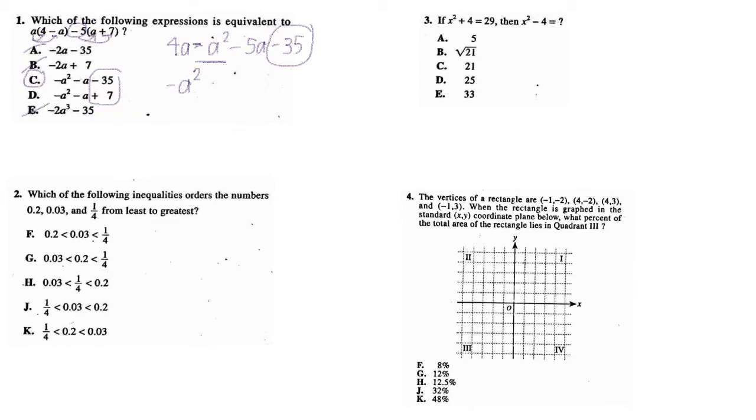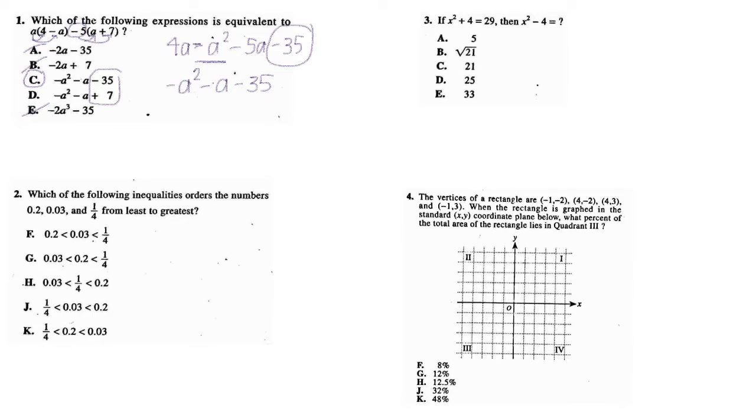Now, if you wanted to finish the problem, you could. Notice that you have a positive 4A and a negative 5A, so that's going to leave you with a negative A and then minus 35. So that's to finish out the problem, but do remember that this is a time test and you might not have the luxury of all of the time that you might need to do this problem.